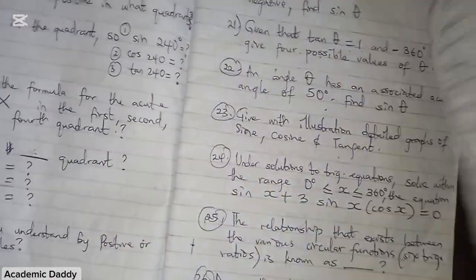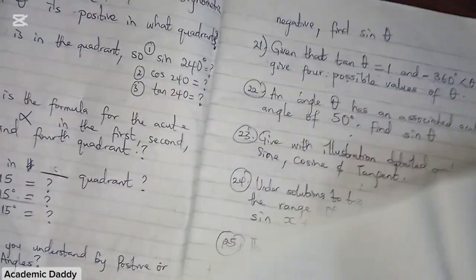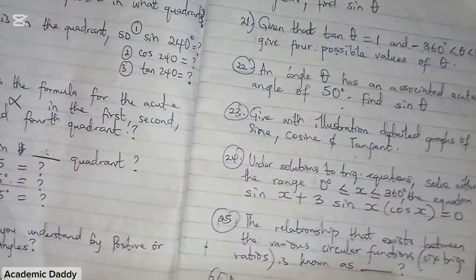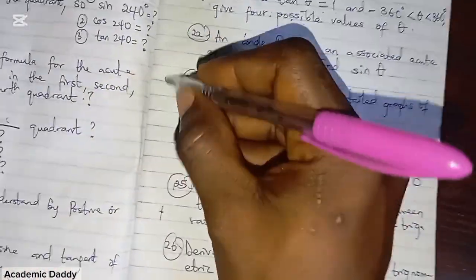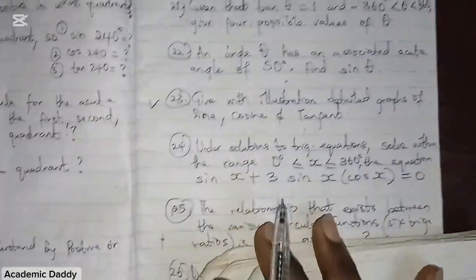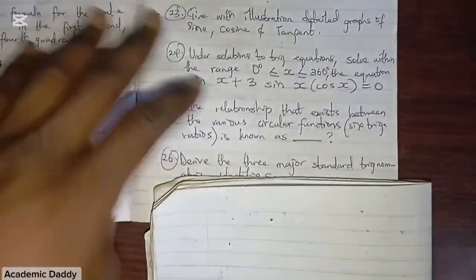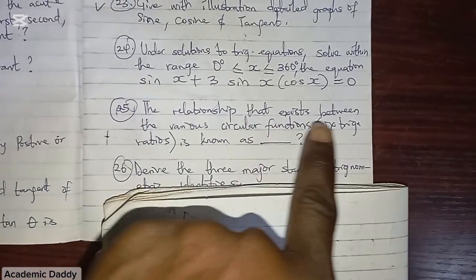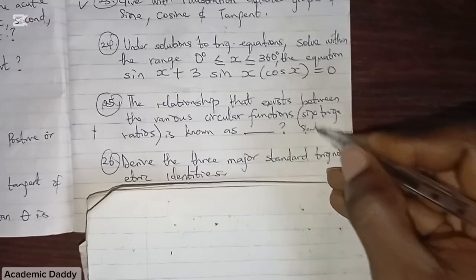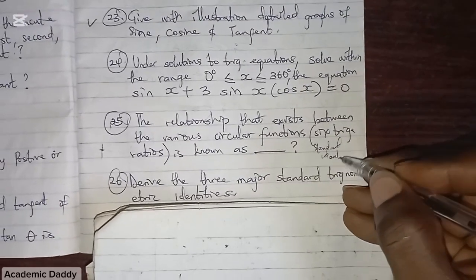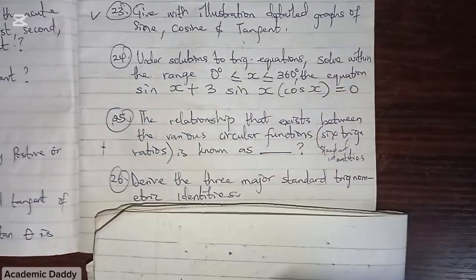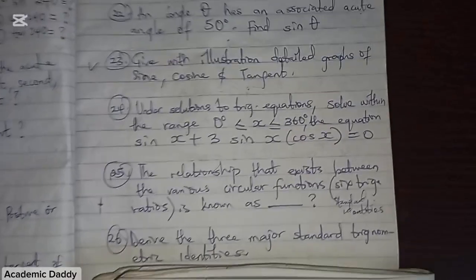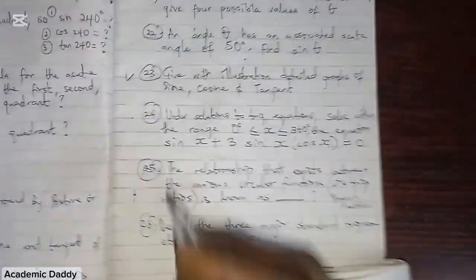So with that said, okay, they said I should do a graph of this. I'll solve this one in our next class, but for now I want to solve the mathematical aspects. And they said the relationship that exists between the various circular functions is known as standard identities. Standard identities.